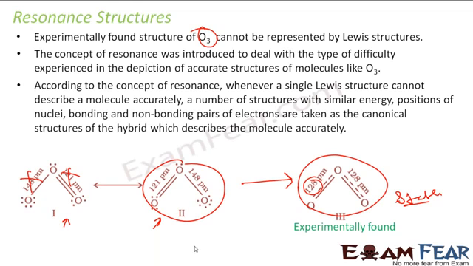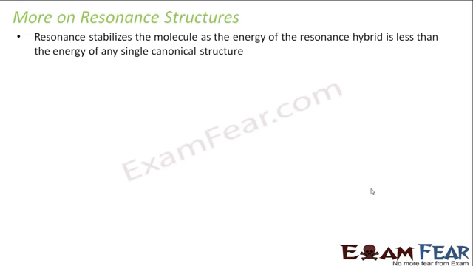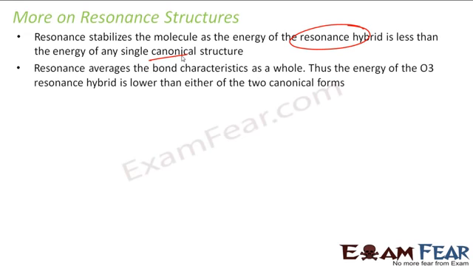According to this theory, if a single Lewis structure is not able to explain the structure correctly, then I take the multiple possible structures, the resonance structure, which is more stable and which is the structure of the particular molecule. Please note that resonance stabilizes the molecule because the resonance hybrid energy is less than any of the single structures. Also, resonance averages the bond characteristic.